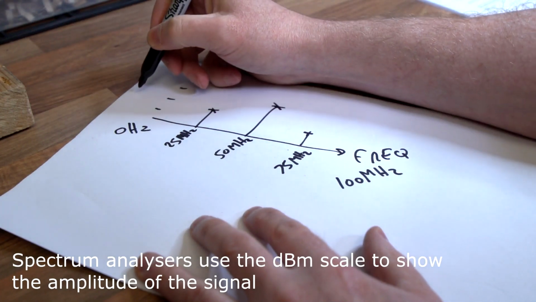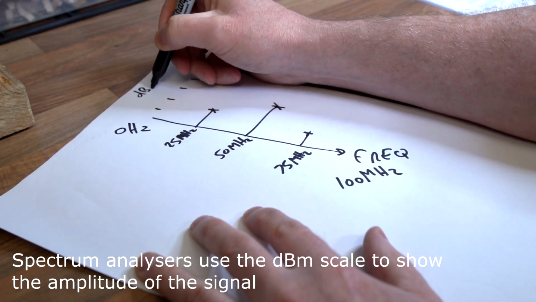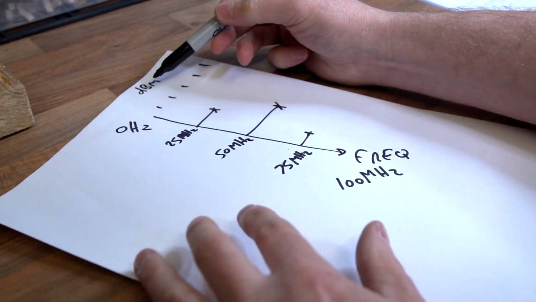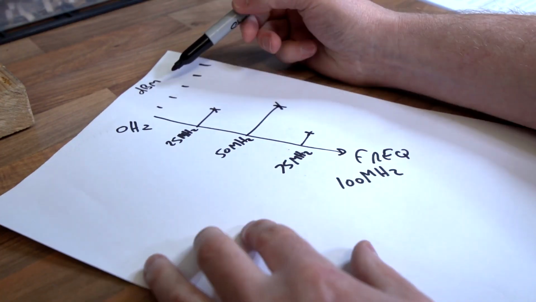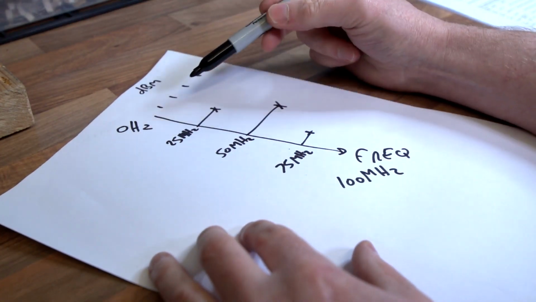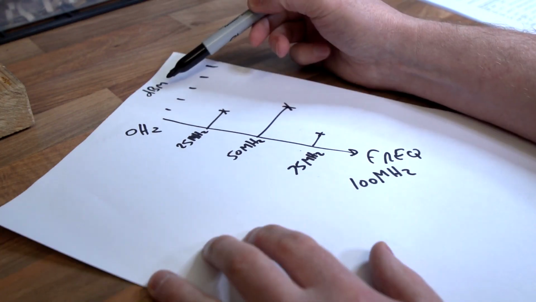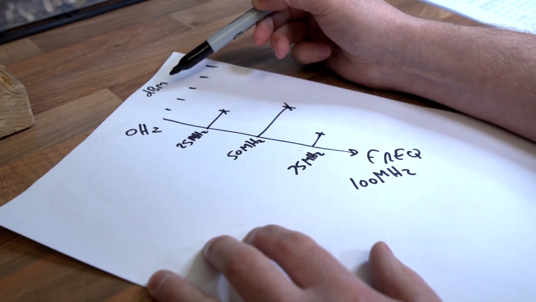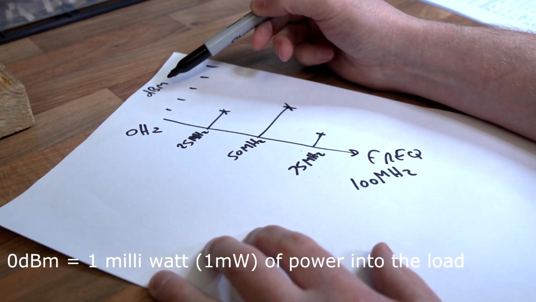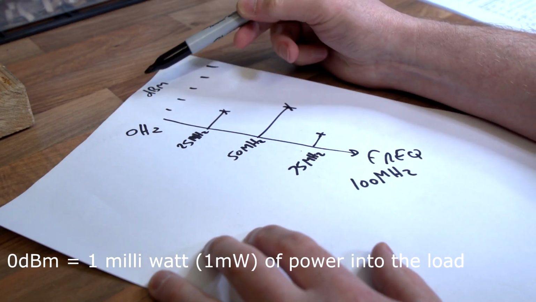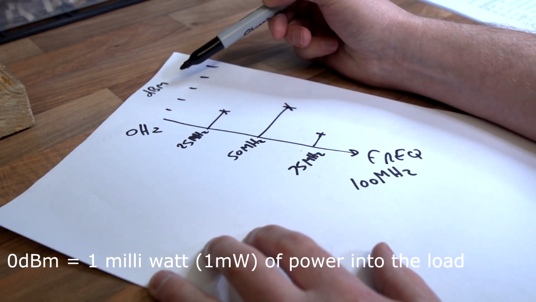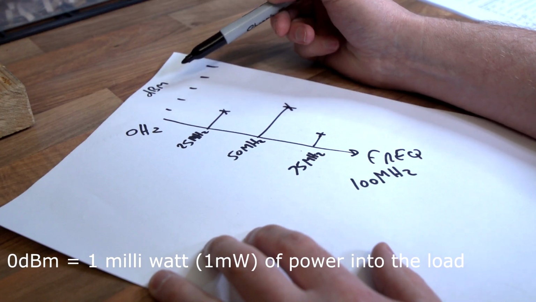And these are calibrated in dBm. That's dBs relative to 1 milliwatt. So it's a dB scale, it's a logarithmic scale, and it's calibrated to dBs relative to 1 milliwatt. So they call that dBm, and that's a very standard way of displaying amplitude on spectrum analyzers using dBm.